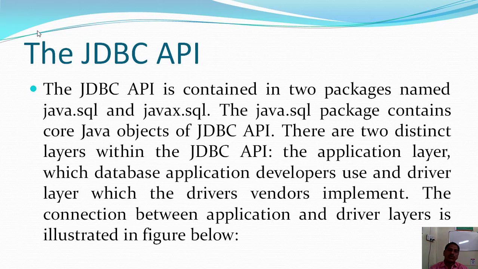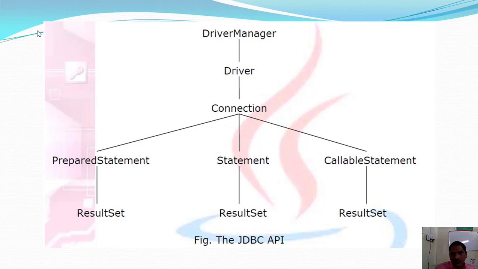There are 2 distinct layers within the JDBC API: the application layer, which database application developers use, and the driver layer, which the driver vendors implement. The connection between application and driver layers is illustrated in the following figure. This figure shows the JDBC API structure.